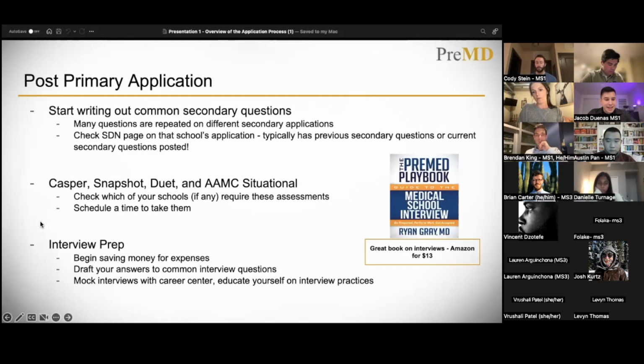And another thing for post-primary, once the secondaries start rolling in and you send those out with fingers crossed, you'll start getting some interviews sent back to you. And so prepping for those interviews is just as important. Interviews are a great way for the school to get to know you more than just what's on paper.